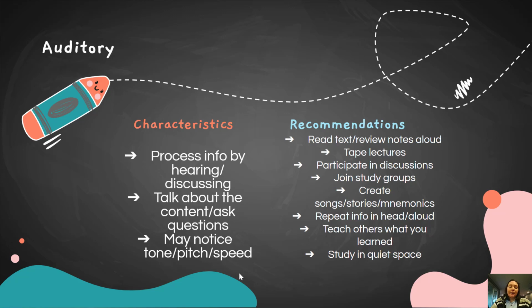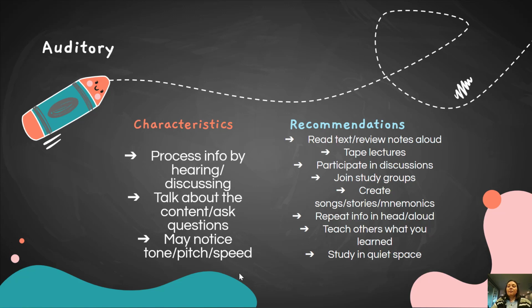Make sure that you're participating in discussions. If you're an auditory learner, processing out loud and hearing other classmates speak is going to be very important to how you absorb and retain information. Try to join study groups, create songs or stories or mnemonics to help you remember things. And we'll discuss that when we do our memory module later this semester.